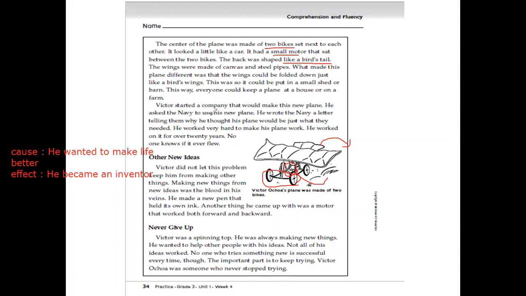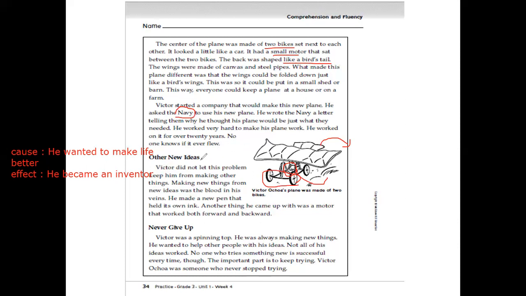Victor started a company that would make this new plane. He asked the Navy. The Navy is a part of the government. It's like the army, to use his new plane. He wrote the Navy a letter telling them why he thought his plane would be just what they needed. He worked very hard to make his plane work. He worked on it for over 20 years. No one knows if it ever flew.